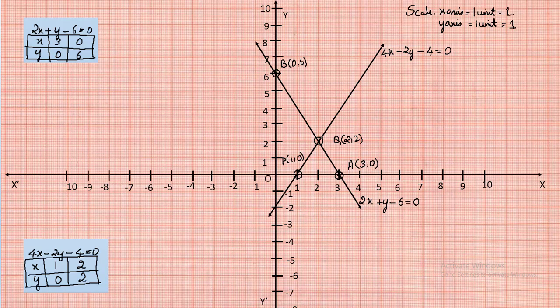Now here you can observe that these 2 lines are intersecting at a common point, that is (2, 2). On x-axis it is 2 and on y-axis it is also 2. This is the unique solution obtained for the given pair of linear equations. Now let us verify this point in the equations.